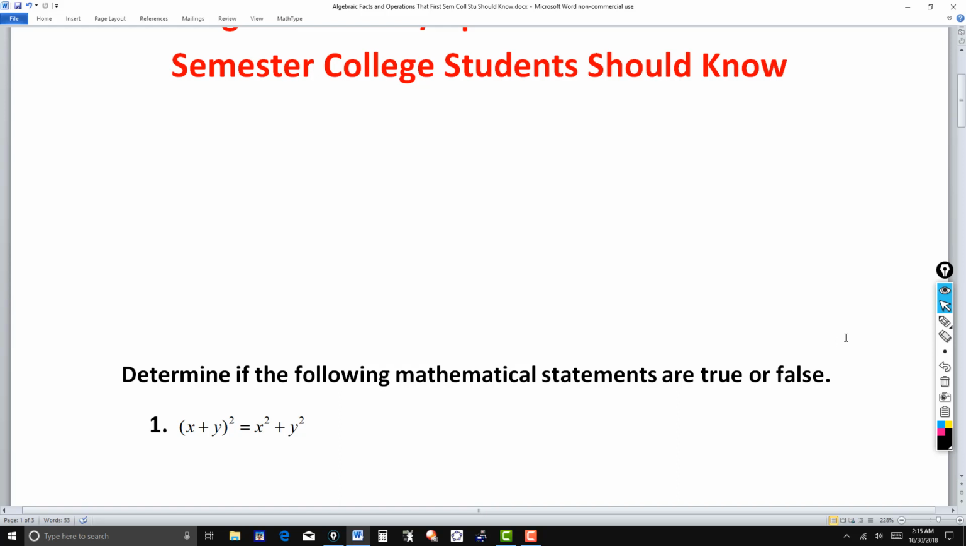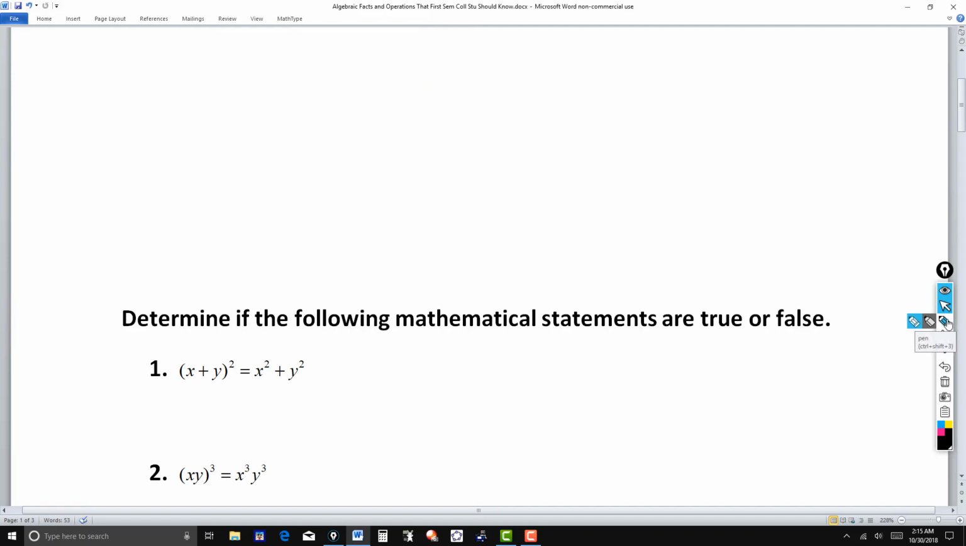So okay, the first one. What you want to do in these is think: is there a theorem, a definition, or a procedure that justifies the statement? So this is saying (x plus y) quantity squared is equal to x squared plus y squared. So basically saying if you have the sum of two terms and you're squaring that, you basically square each term. And you should know the answer already. This is false. There's no property or theorem or definition or accepted procedure that justifies this.